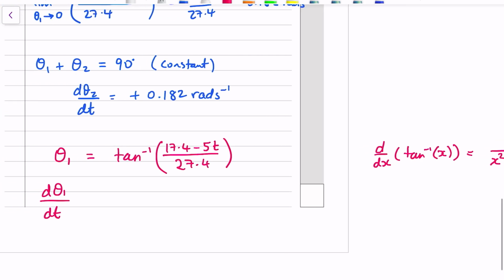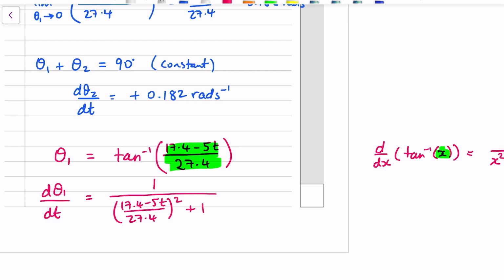So for this one, it's a little bit different because this is our x. Not x as the distance on the triangle, but x in terms of the tan inverse of x. So we need to use the chain rule to differentiate this. We've got 1 over, all of that stuff in green gets squared, plus 1, but then we also need to multiply by the green stuff differentiated, which is minus 5 over 27.4.